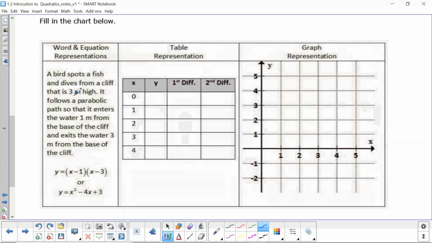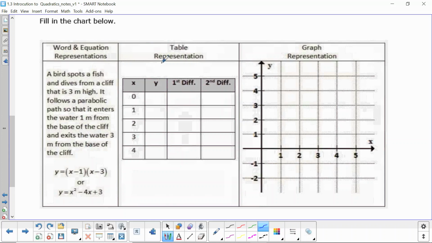That is 3 meters high. It follows a parabolic path so that it enters the water 1 meter from the base of the cliff and exits the water 3 meters from the base of the cliff. You have two expressions that could be used to describe this.